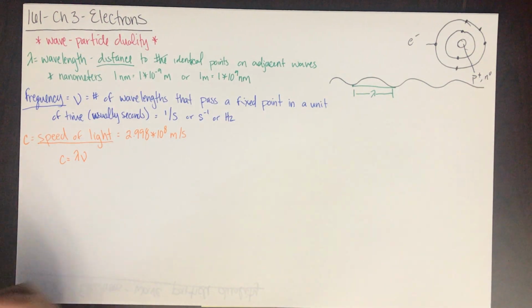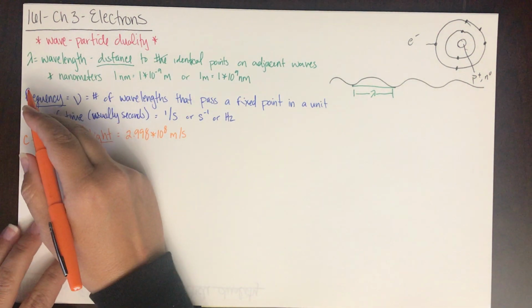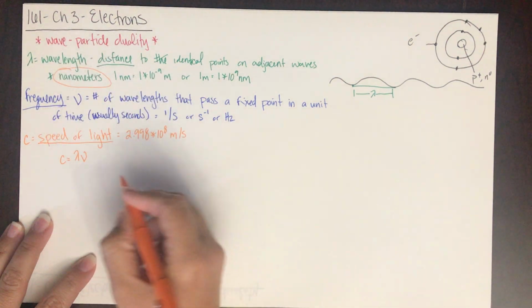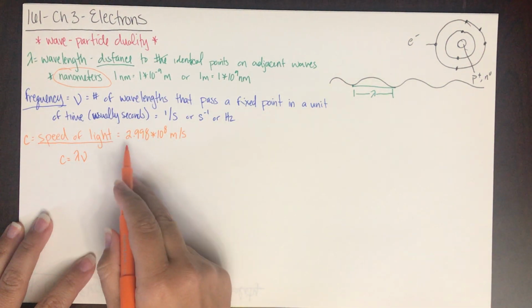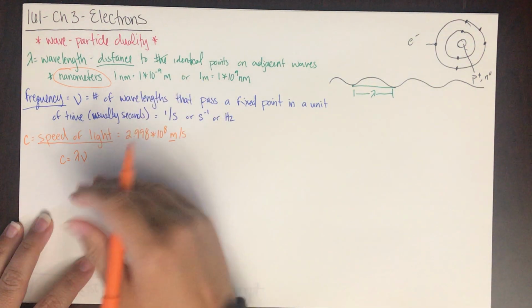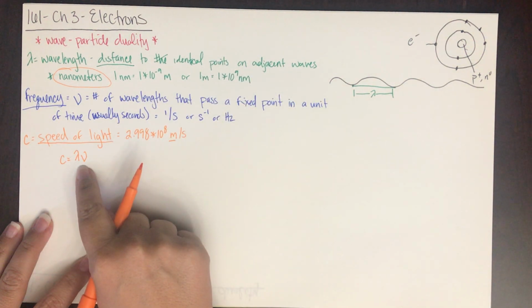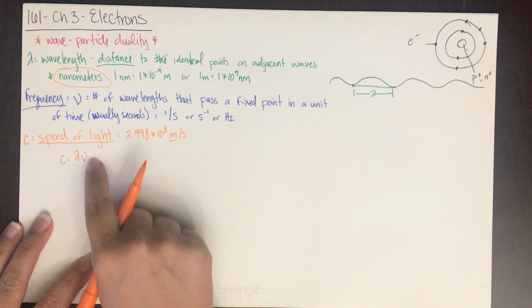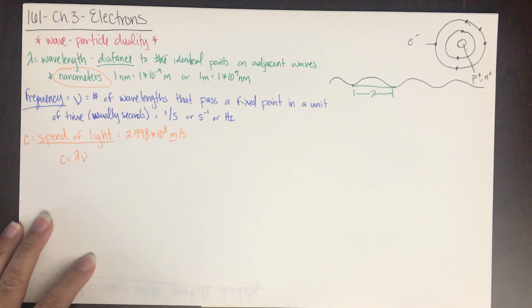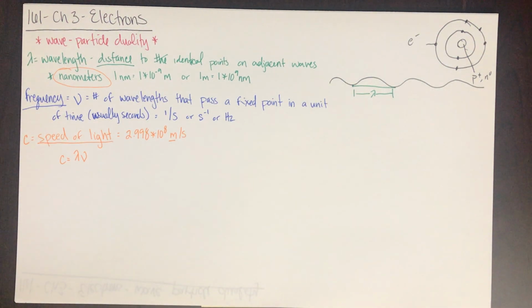One important thing to keep in mind here is that wavelength is usually in nanometers, and the speed of light, the constant, is in a unit of meters. So when you're using wavelength and this speed of light equation, you'll need to convert nanometers to meters, one of these two ways. So we'll see some examples of that. Let's do an example.